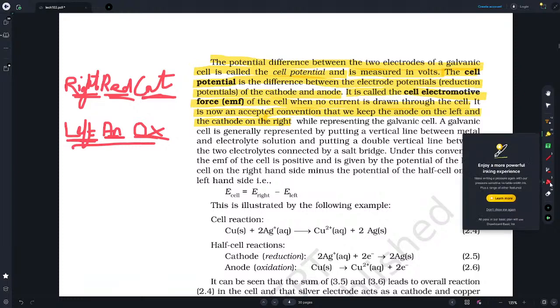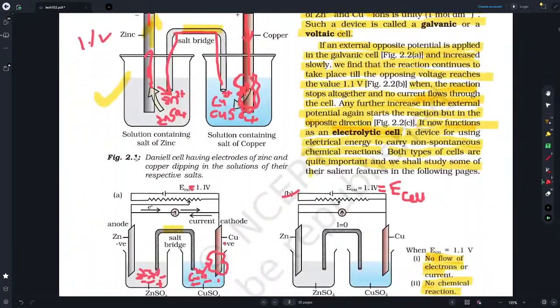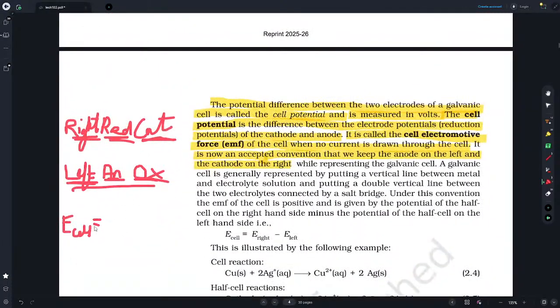And as for the cell potential, the cell potential E cell is nothing but the difference between the standard electrode potentials of the individual half cells. Standard electrode potential is the reduction potential of the cells. Here the zinc has a negative reduction potential whereas copper has a positive reduction potential. The difference is nothing but the EMF, the electromotive force, of the cell.